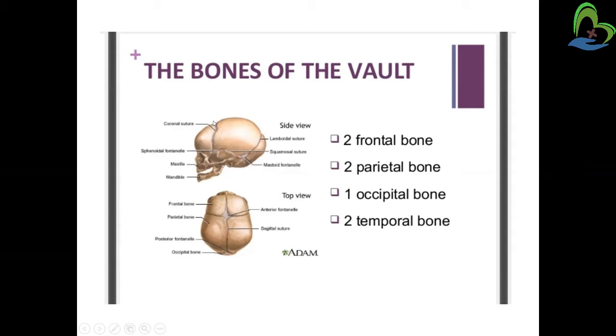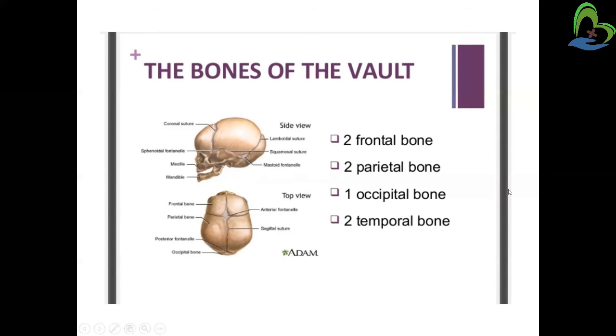In the next figure, you can easily find that. And in the top view, this is the anterior fontanelle and frontal bone, sagittal suture, parietal bone, posterior fontanelle and occipital bone. Okay. So there are mainly two frontal bones, which is this, this and this. This is the frontal bone. Then two parietal bones, one occipital bone is fixed here, and two temporal bones on the front side. Okay. So these all are bones of the vault.